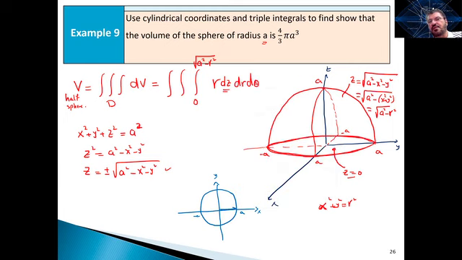R starts from where? From 0, ends at what? At A, isn't it? So R is going to start from 0 to A. How about theta? To cover the whole circle, remember in the polar, you have to rotate how much? Full rotation. So you start from theta equal to 0 up to 2 pi.